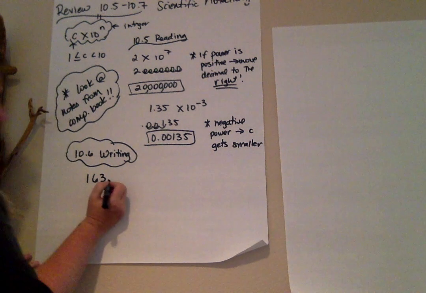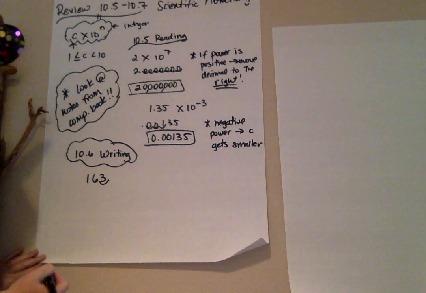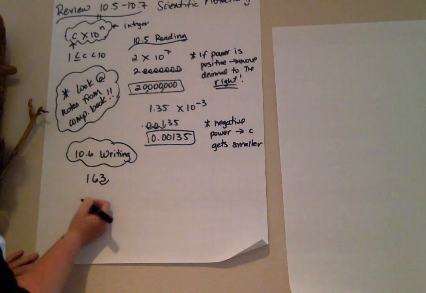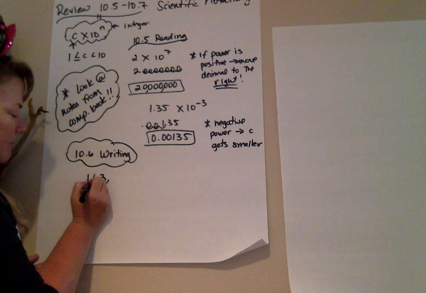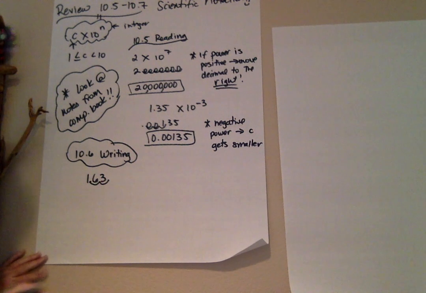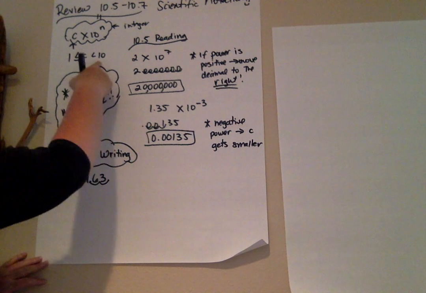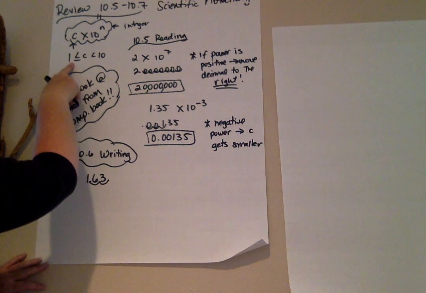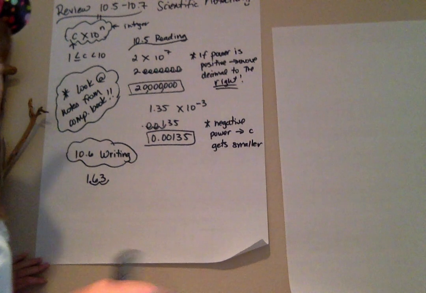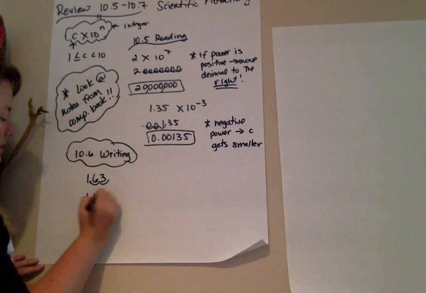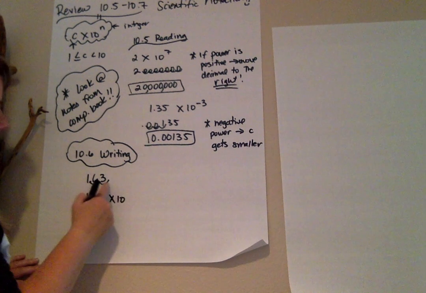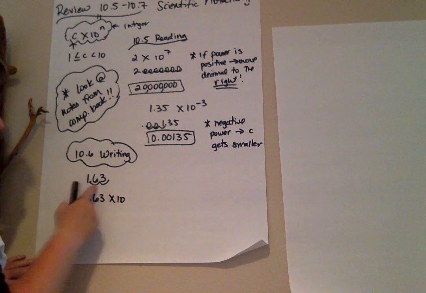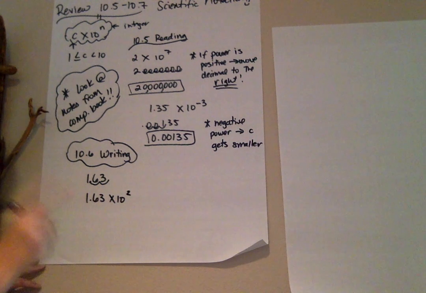So here we go. If I move it one time, I'm at 16.3, and that's larger than 10. So if I move it again, I'm now at 1.63. And back up here, it's less than 10, and it is still greater than or equal to 1. So I have 1.63 times 10 to the, count up how many times you moved it, twice.